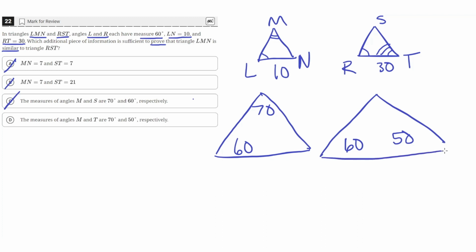So now that we know two angles in both triangles, we can solve for the third angle. So since all the angles in a triangle have to add up to 180, this angle here has to be 50 degrees. And the same in this case. 180 minus 60 is 120. 120 minus 50 is 70. So now we can see that when M and T are 70 and 50 degrees respectively, all three of the angles are the same, which means that would be enough information to show that LMN and RST are similar triangles. So D is the correct answer.